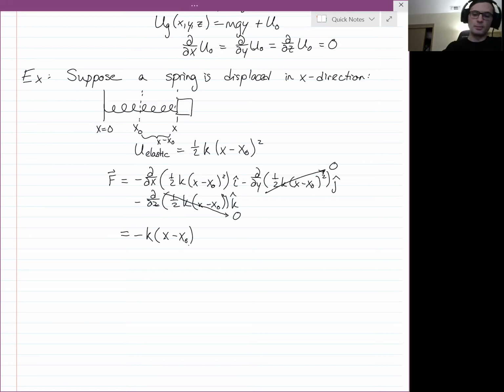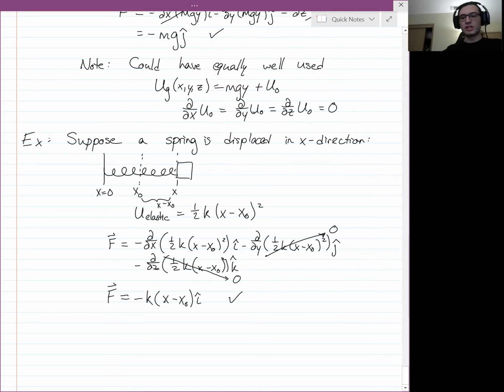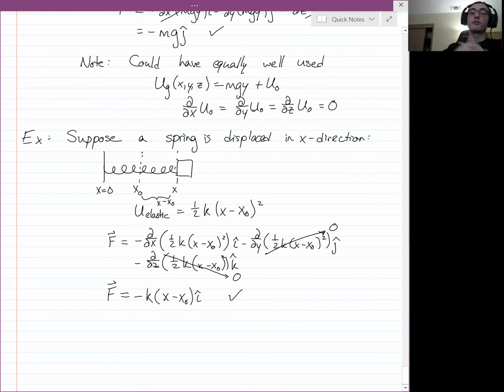No, it's fine. So this is what you end up with for the force, in the i hat direction. And that is precisely what we expect, right? That is, F is equal to negative k times x displacement, where x displacement is x minus x naught. So that checks out. And again, we could have added a constant here and that would have been totally fine. So great, if given a potential energy function, we now know how to find the force.